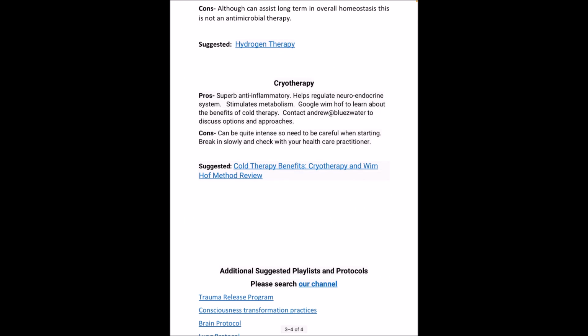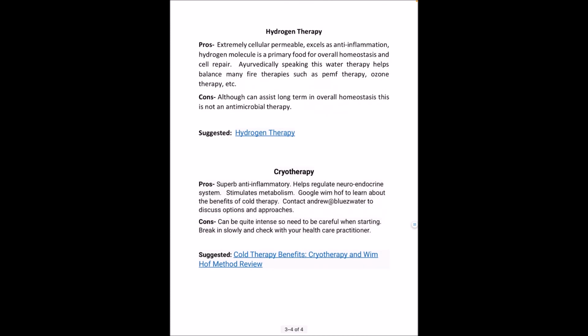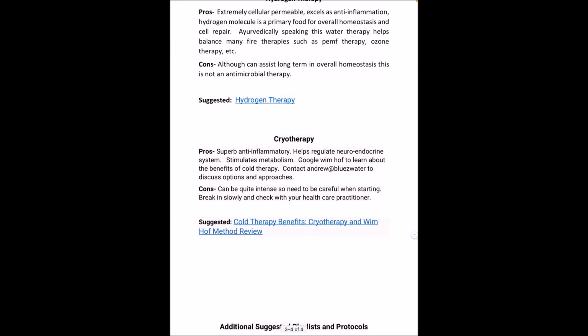So the pros is it helps, what I say, regulate the neuroendocrine system. In other words, it helps the body really create its own homeostasis. In terms of immediate effect, I even find this a quicker result than the hydrogen therapy. But the hydrogen therapy, you can do at home. I breathe it all night long. It still can take years and years and years to get a result in certain areas. So cryotherapy, very powerful. You need to read Wim Hof, Google Wim Hof, to learn about the benefits of cold therapy. He's sort of the guru of cold therapy.